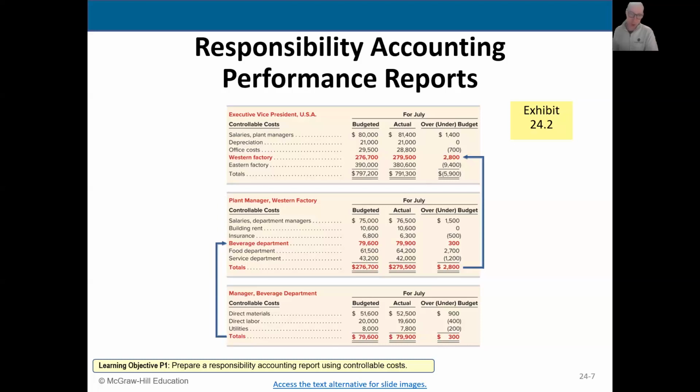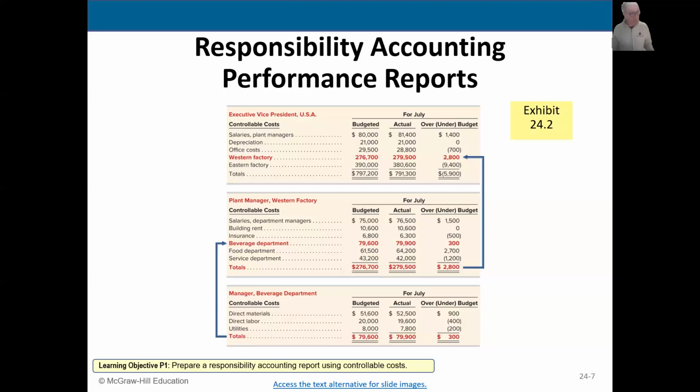Food department was way over. Average department was a little over. Service department was under. But remember, each individual manager is evaluated on their ability to control costs that they can control. So to be 2,800 over budget, it could be a problem for this manager.